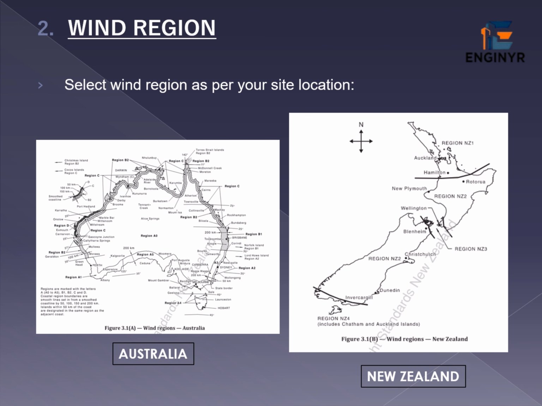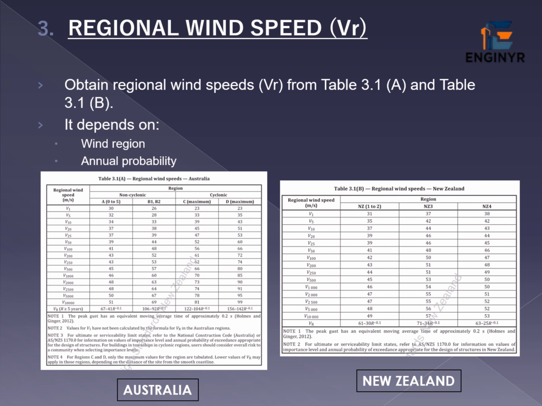Identify the wind region based on the project location using the AS/NZS 1170.2 wind maps. Selecting the correct wind region is essential because it determines the design wind speed used in the calculations. After selecting the wind region, obtain the regional wind speed, or VR, from Table 3.1. The value depends on the wind region and the annual probability of exceedance, providing the basis for all further wind load calculations.